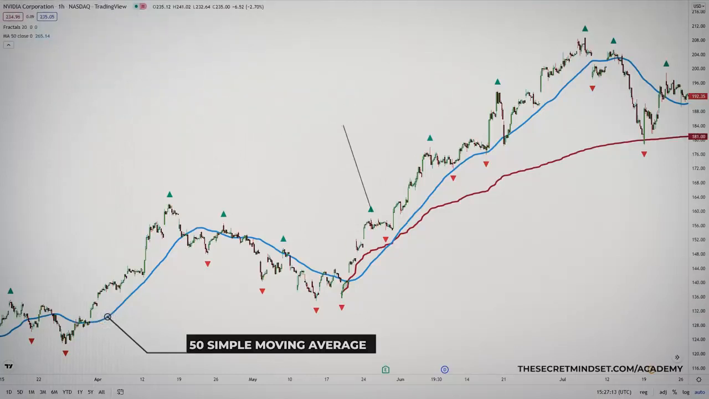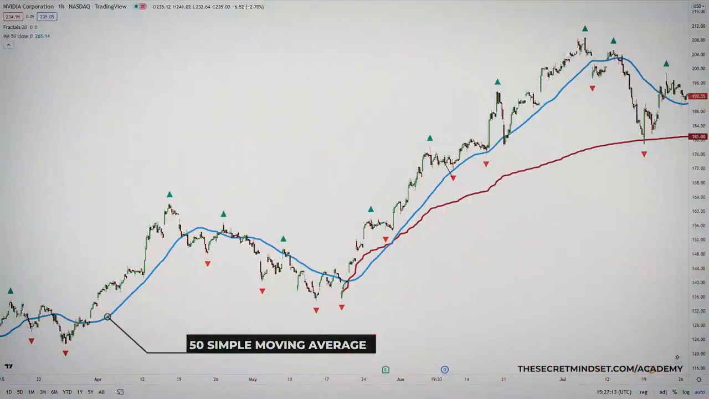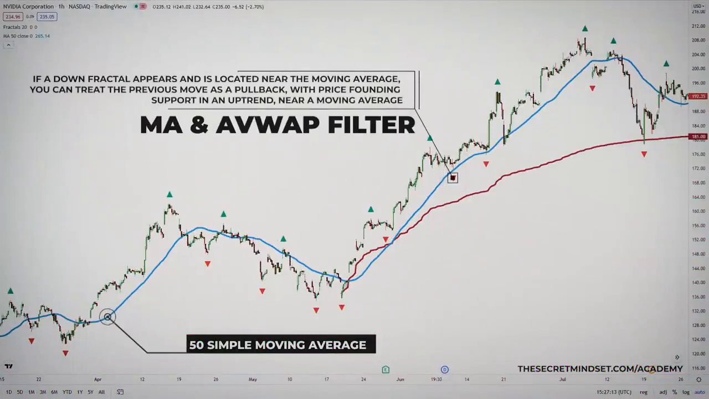If you have a 50-period exponential moving average that is moving to the upside, then you are looking for up fractals being broken, as you not only have the fractal indicator pointing in that direction, but you have the longer-term traders supporting the move as well. Or, if a down fractal appears and is located near the moving average, then you can treat the previous move as a pullback, with price finding support in an uptrend near a moving average. Three confluence factors that signal that the price is more likely to continue higher.